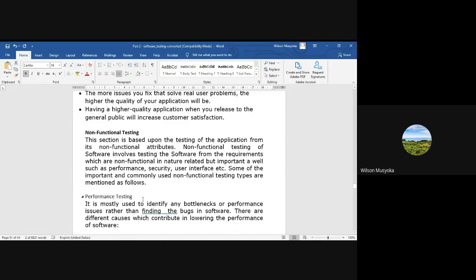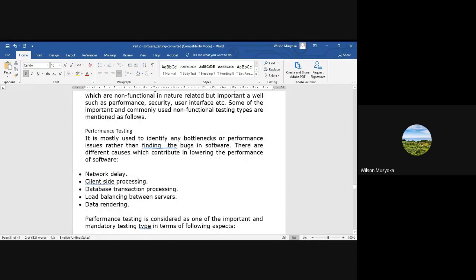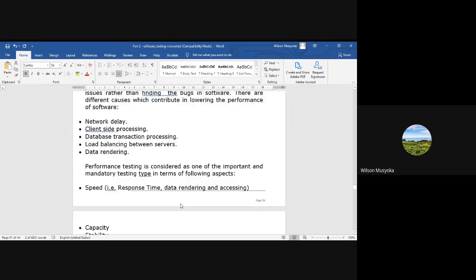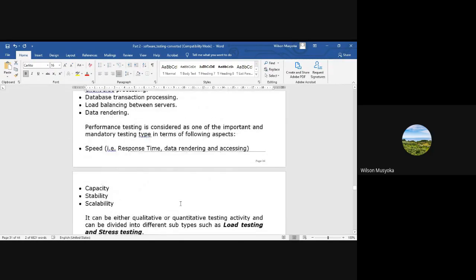So here, when we are doing performance testing, we are just trying to see, are there any bottlenecks? Are there any performance issues? So in terms of network delay, client-side processing, database transaction processing, load balancing between servers, and data rendering. When we are looking at performance, we're also looking at things like speed, and in speed we are looking at response times, data rendering and accessing. We're also looking at capacity, stability. We're also looking at scalability of the system.